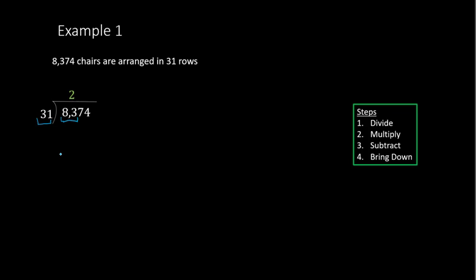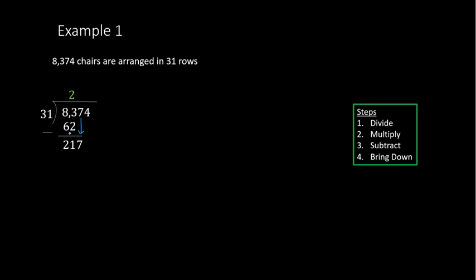So you put a 2 up here, and then we can do step 2, which is multiply. 2 times 31, and that would give you 62. Step 3 is subtract, so 83 minus 62, and so 3 minus 2 is 1, and then 8 minus 6 is 2, so we have 21 when you subtract. Now step 4 is bring down, so we can bring down the 7 and then repeat the process. Now we have 217 divided by 31.